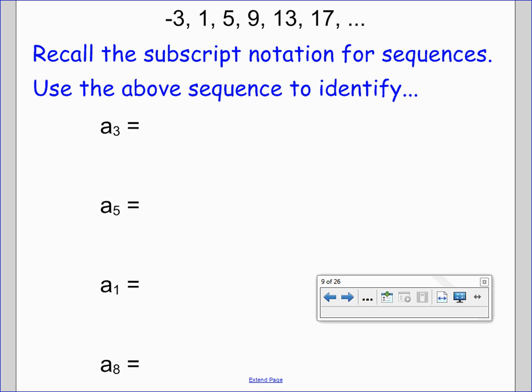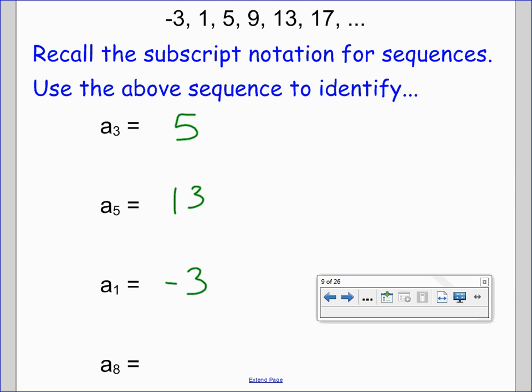5 is absolutely right. A sub 5, what's the fifth term? That means the fifth term. Luke? 13. 13, thank you. What's a sub 1? Caitlin T? -3. -3, thank you. And a sub 8.